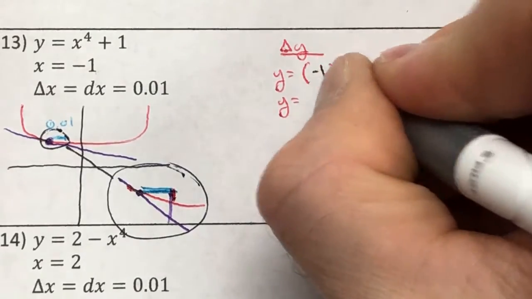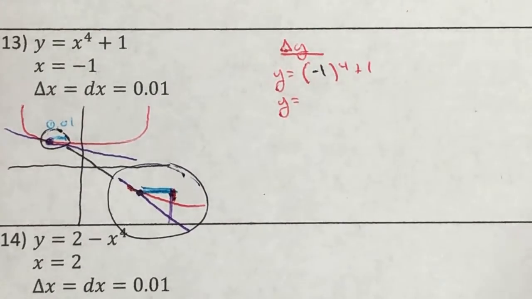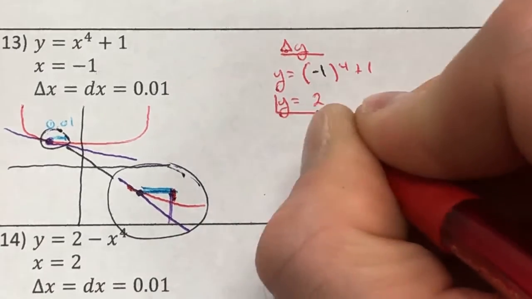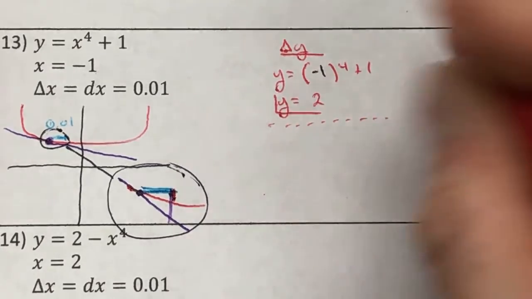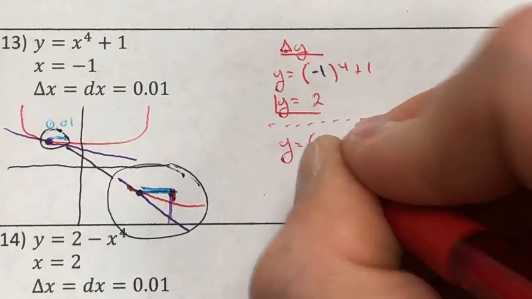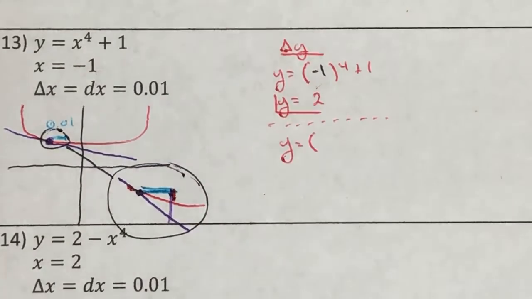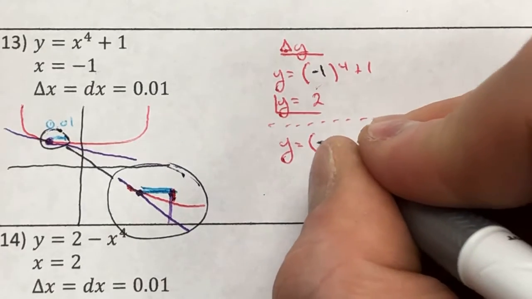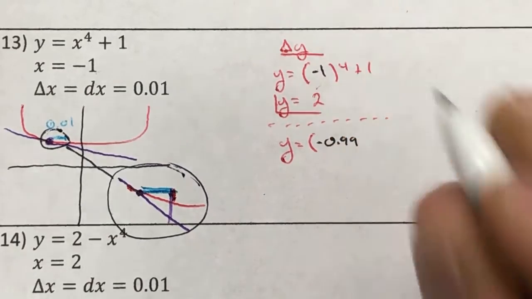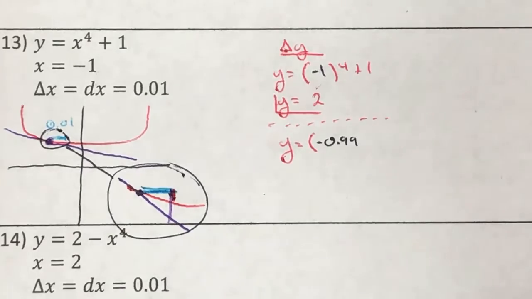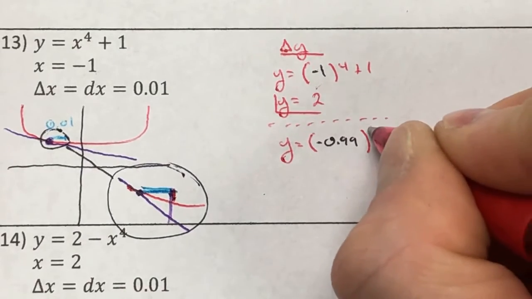So let's plug in that -1. -1 to the fourth power is 1, plus 1, which is 2. And then I say, okay, I'm going to take that number and add 0.01, which means that it's going to be -0.99. Just a little bit over to the right.